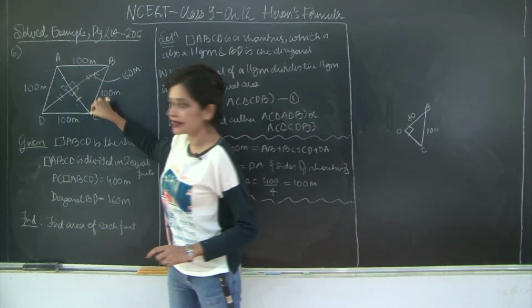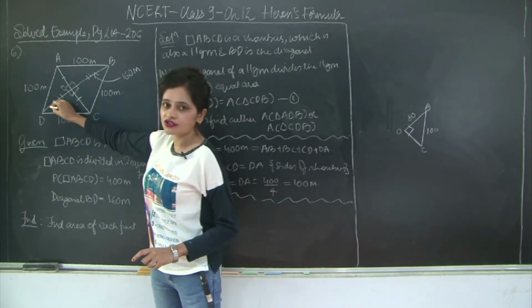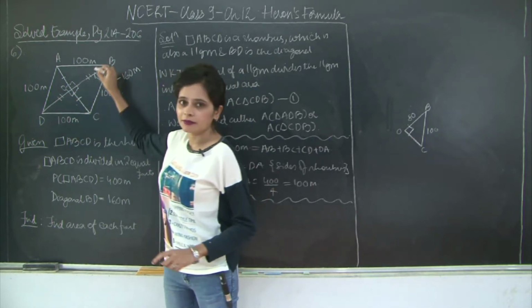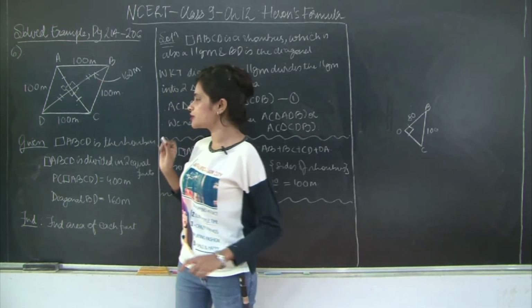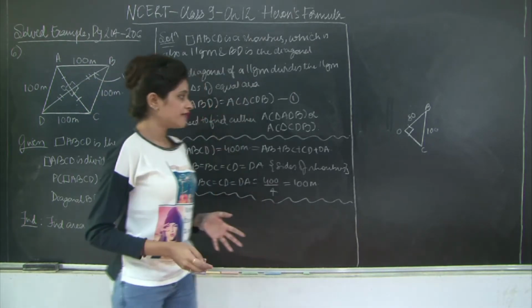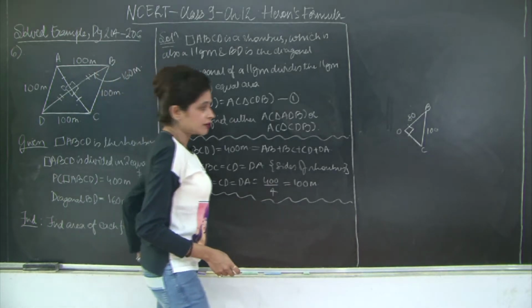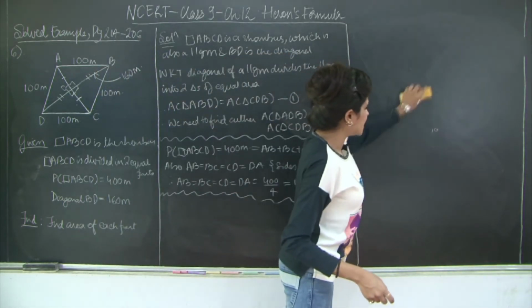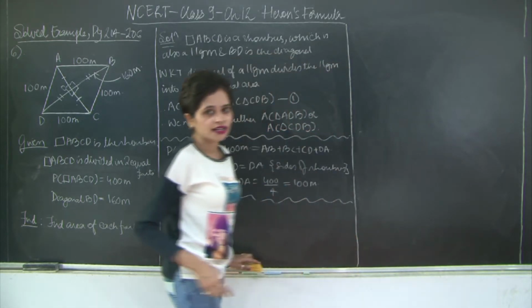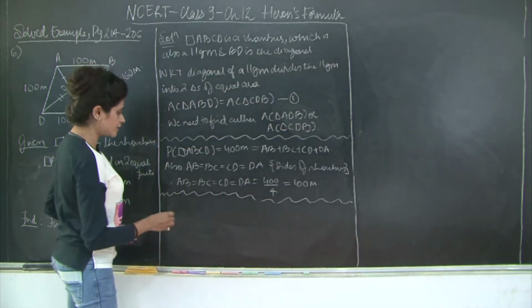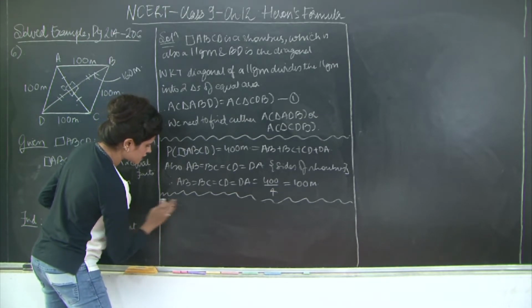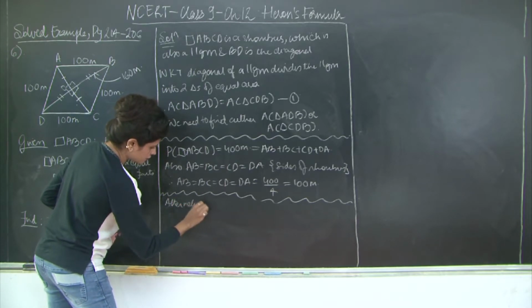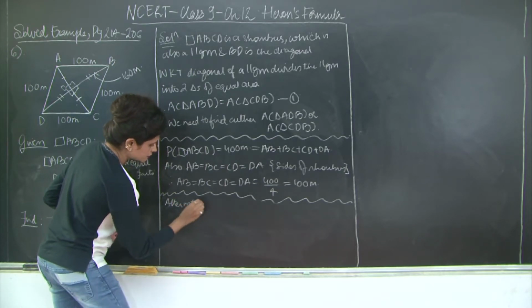Once you find this length OC, you can find the area of triangle CDB by half into base, which is half into 60 into the height, which is CO. So let's go ahead and find the solution using the other method, and we will see towards the end that the answers will be the same, that is 4800 for each triangle. So I'll say this is an alternative method, or alternate method.